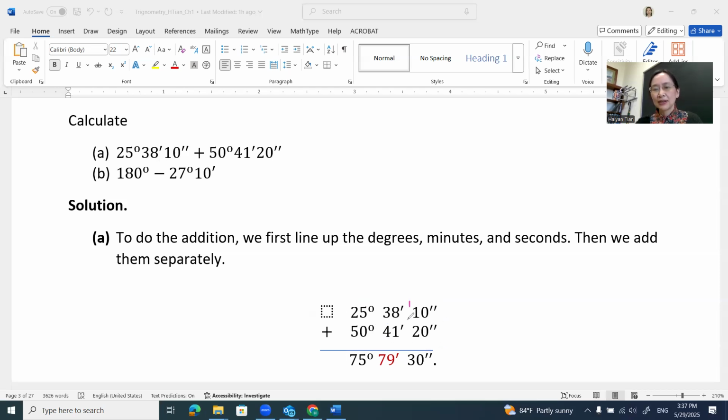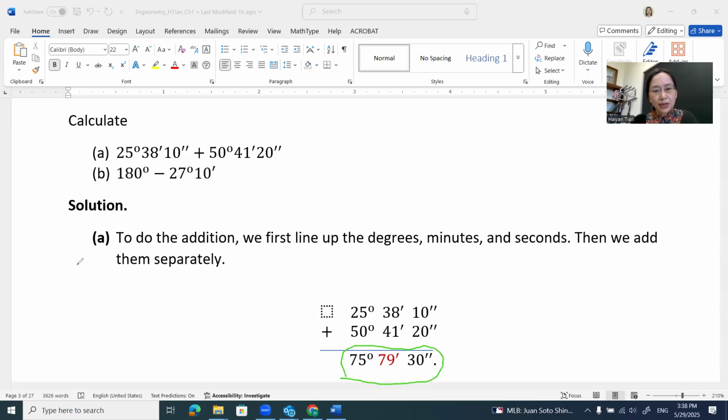So we just add seconds, which is 30 seconds together. Right, then next we add minutes. So we get together will be 79 minutes. And next we add the degrees. And we get 75 degrees. So after we add, then we find the sum of the two angles. So that is the sum.